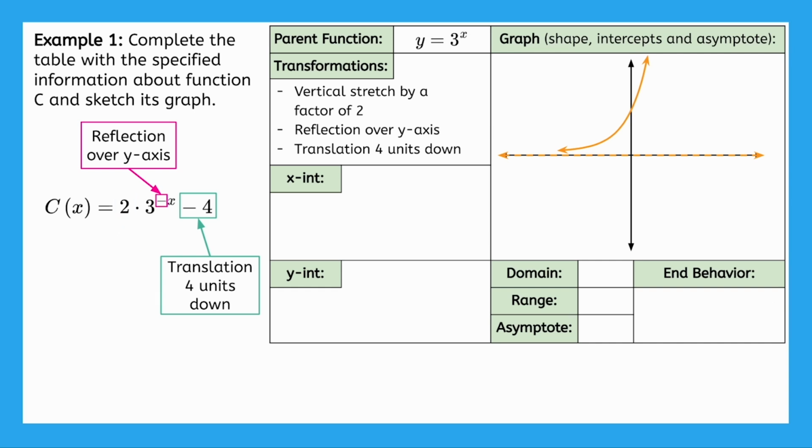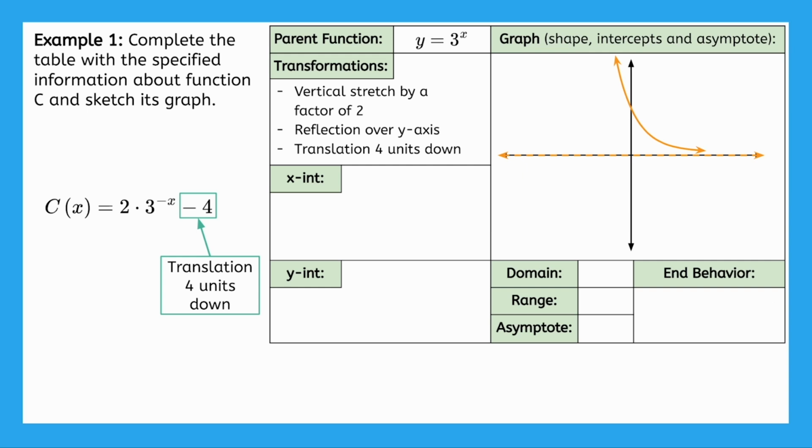The reflection, on the other hand, completely changes the end behavior of this function. It turns our parent growth function into a decay function. Notice that the vertical scaling and reflection do not affect the asymptote. But what about the translation?